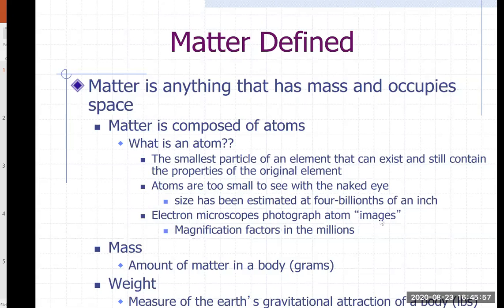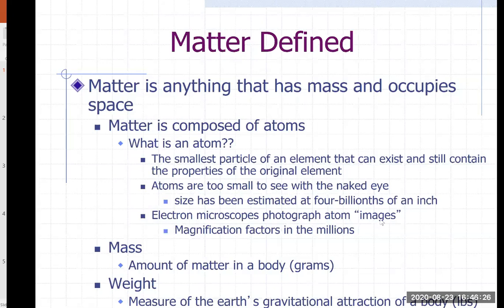Atoms are also too small to be seen with the naked eye. And I'm giving you these values just for reference. It's not something I'm going to test you on. But we're talking about 4 billionths of an inch and electron microscopes that photograph atomic images with magnification factors in the millions. So these little dust particles that you see floating around in the air, atoms are much, much smaller than that. You cannot see atoms with the naked eye.